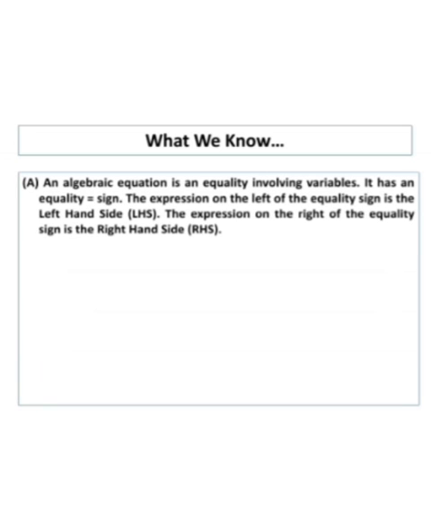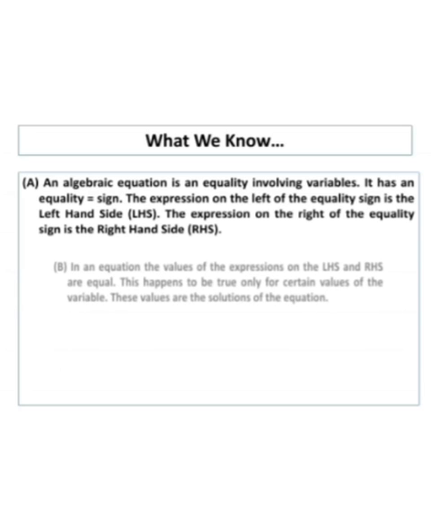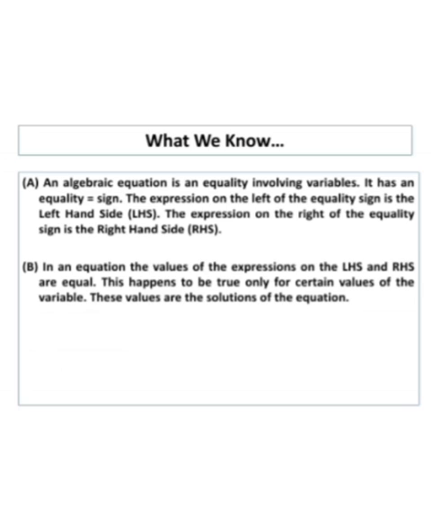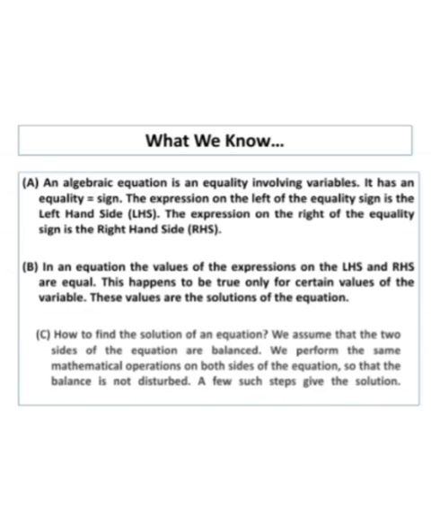So what we know so far? An algebraic equation is an equality involving variables. It has an equality sign. The expression on the left of the equality sign is the left hand side, LHS. The expression on the right of the equality sign is the right hand side, RHS. What we know next is, in an equation the values of the expressions on the LHS and RHS are equal. This happens to be true only for certain values of the variable. These values are the solutions of the equations.